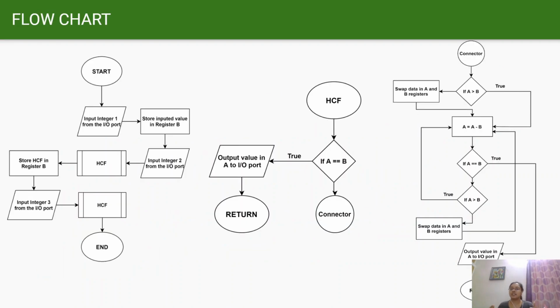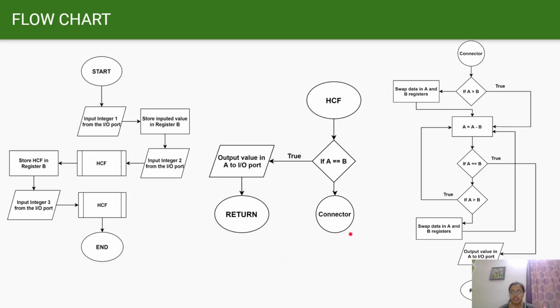The flowchart is exactly the same as what we discussed in the previous example. The only difference we have over here is we have to take 3 inputs at a time. So in this example, we have taken n equals 3. This can be generalized for any n, but in this example, it's n equals 3. Then we have the HCF subroutine over here. The HCF subroutine is what we discussed in the previous example.